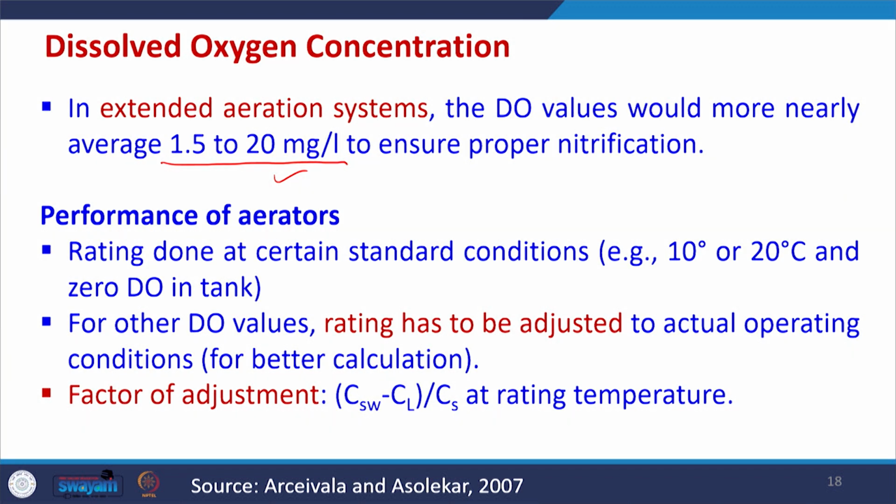Rating of the aerator is done at certain standard conditions, either 10 degree, 20 degree or 0 DO level in that tank. So, we have to see at what conditions rating is being done. For other DO values, rating has to be adjusted to actual operating conditions for better calculation. A factor of adjustment depends upon this factor, CSW minus CL upon CSW, and the rating temperature. So, we have to find out this parameter, then only we can adjust with respect to the DO concentration.